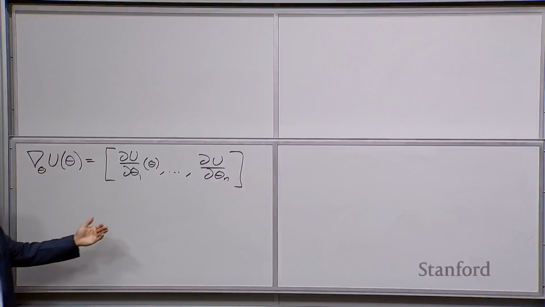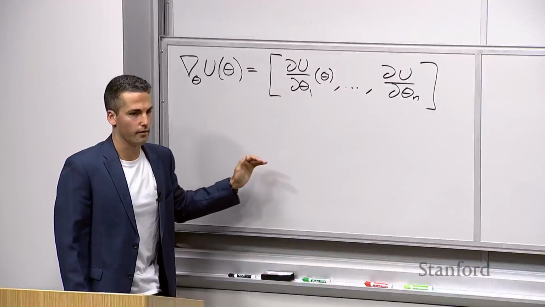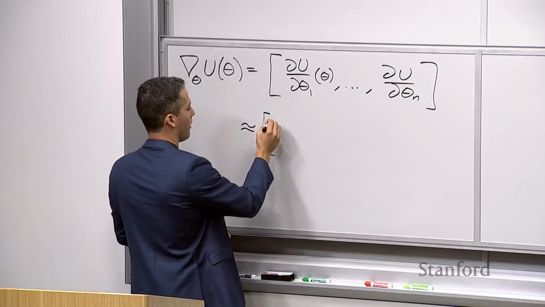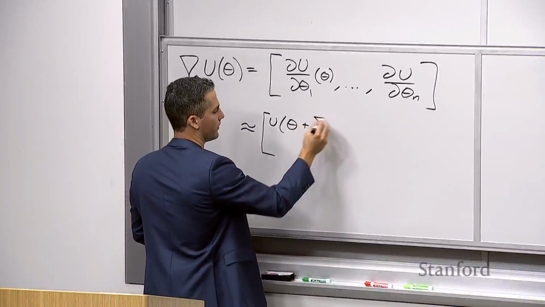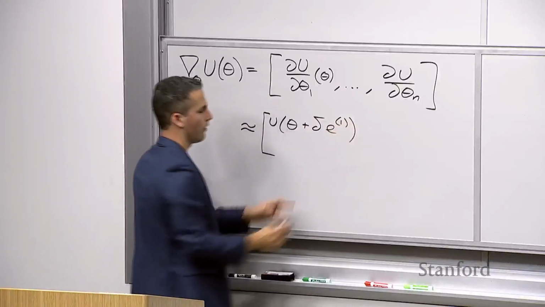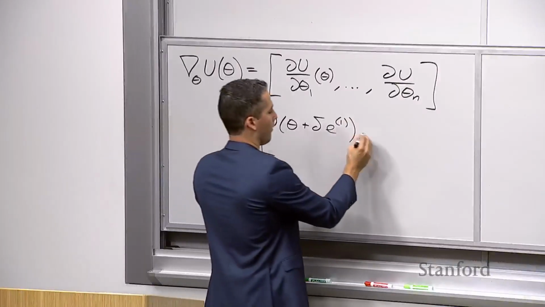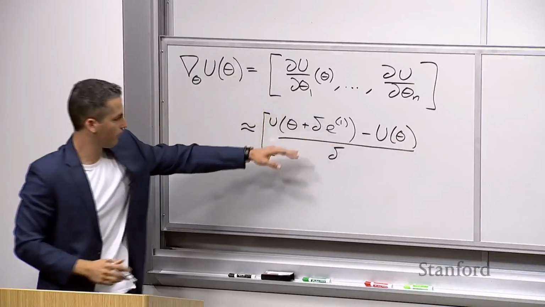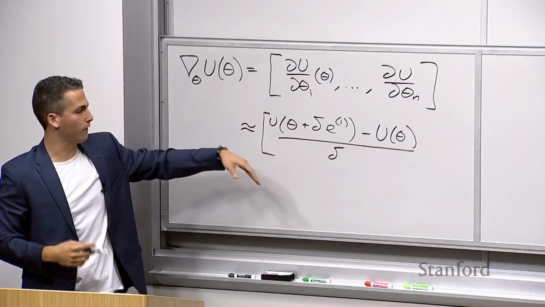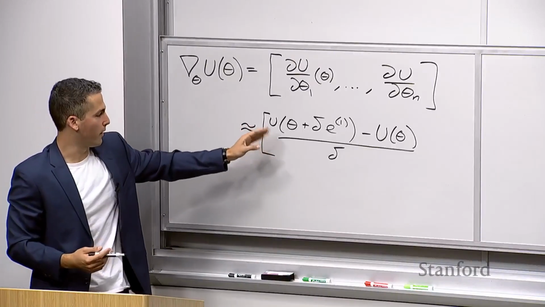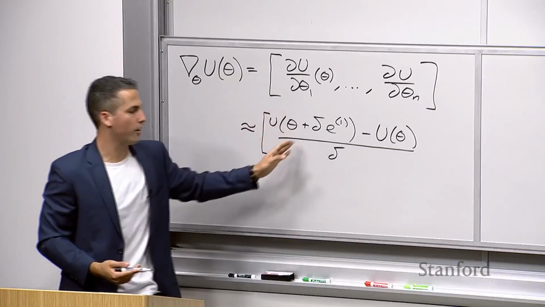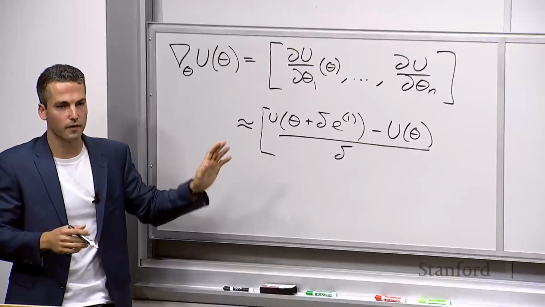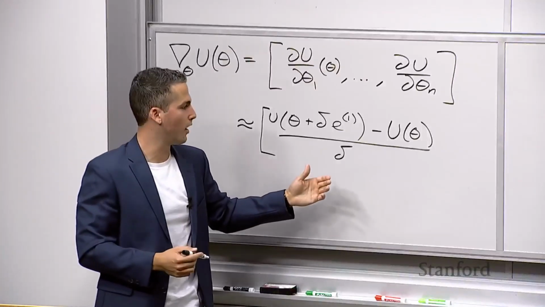What the finite difference method does is basically just approximate this gradient. So we're going to say that this is approximately equal to u of theta plus delta times this basis vector, we'll talk about what this basis vector is, minus u of theta, over delta. We do that for our first parameter. And remember, from the definition of a derivative, we're just looking at the limit of this expression as delta goes to zero. So with our finite difference, we're saying, okay, we'll take a small enough delta and call this good enough. That's our finite difference approximation.